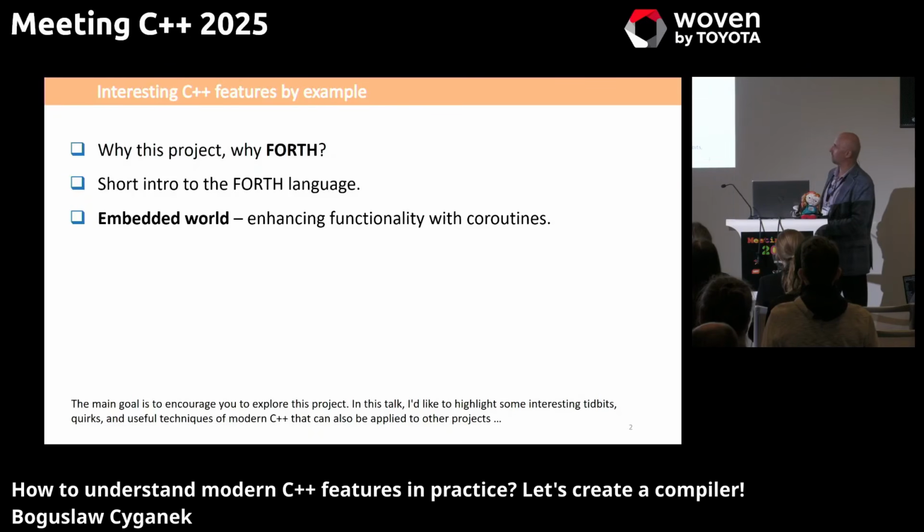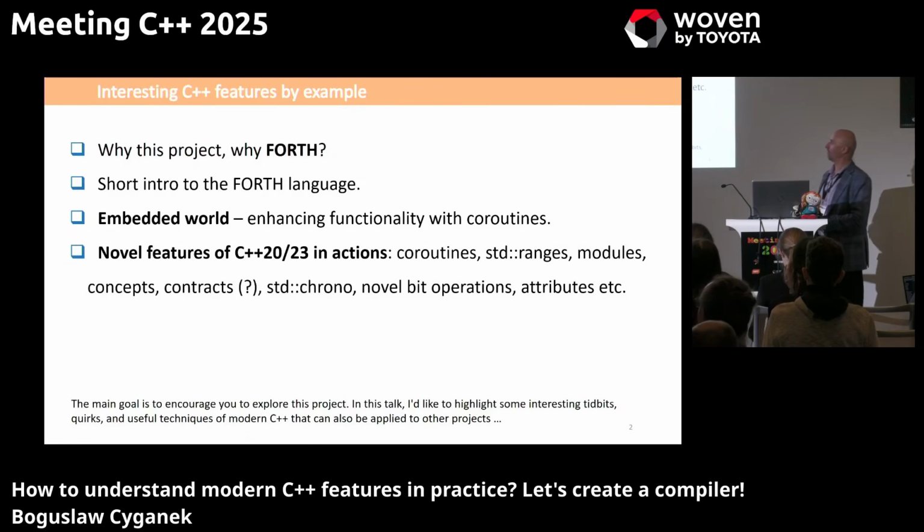So we are in the embedded world. If I am to say one sentence, it will be this: enhancing functionality with coroutines. It will probably be the core of this talk, but later on. And novel features: coroutines, as I mentioned, ranges, modules, concepts, contracts, maybe, chrono, novel bit operations. I will touch upon these things.